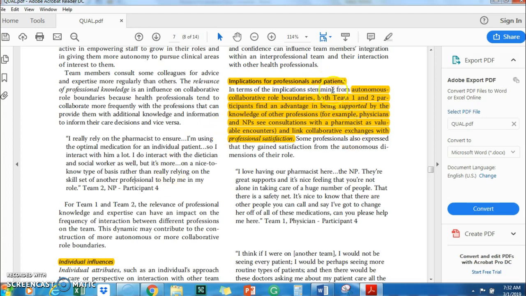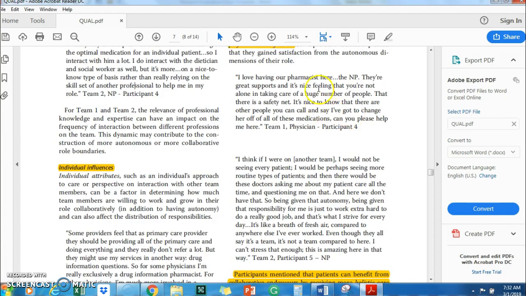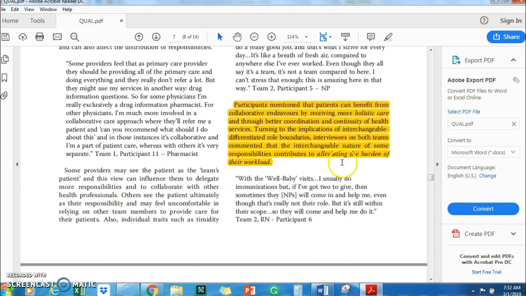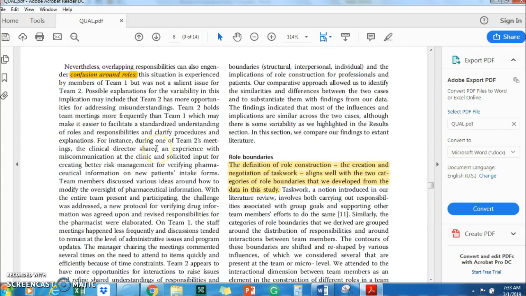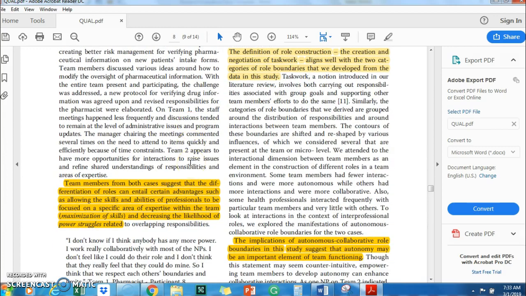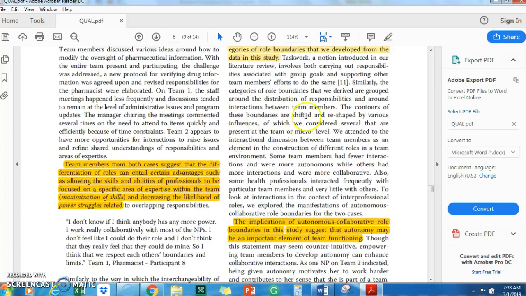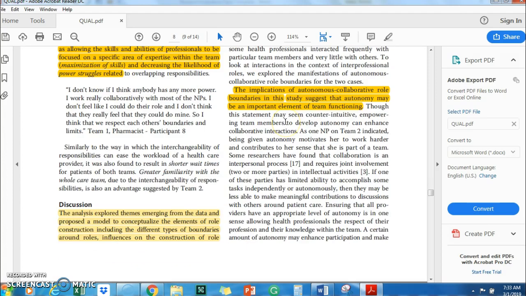Okay, then it goes on to talk about implications. And they give some more examples of that. They talked about the collaborative endeavors versus, I think, a little bit more about the autonomy. I won't go into this. Let me see here. The role boundaries.